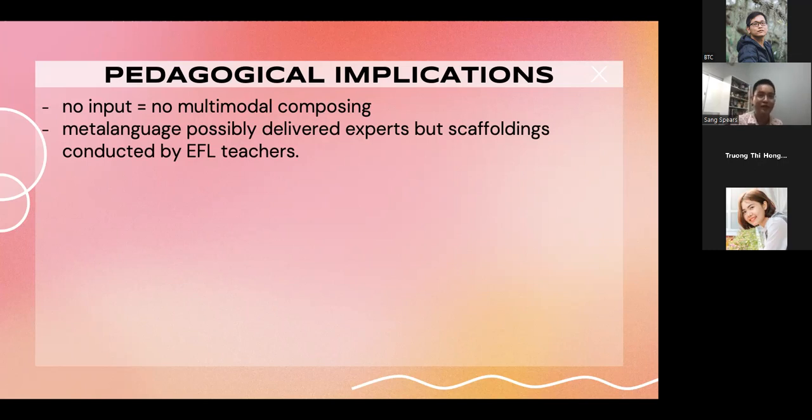Like you can invite some expert in video making. When I do multimodal composing, I usually ask my former students to go back and give the juniors some kind of meta-language. But scaffolding conducted by the EFL teacher is necessary. It means that after the students receive the meta-language knowledge from the expert, you should be the one that gives feedback on their products. You should be the one that can recommend them to work further on their selection and their choices.